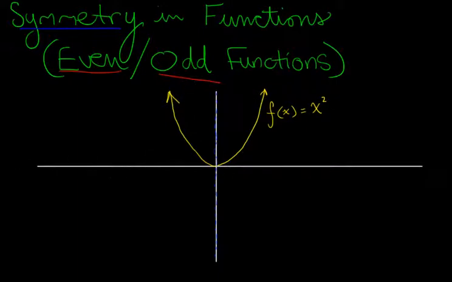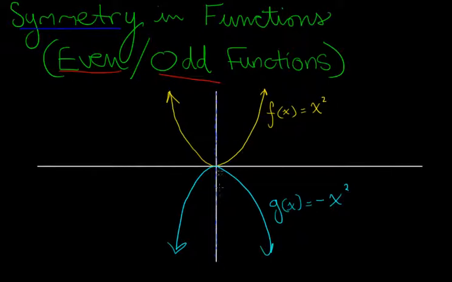How about the graph of negative x squared? I'll say g of x is equal to negative x squared. This too is an even function because if you flip it along the y-axis, this goes to this and this turns into this. It's the same function on both sides. So key word here is flip along the y-axis. It's an even function. So what about odd functions?